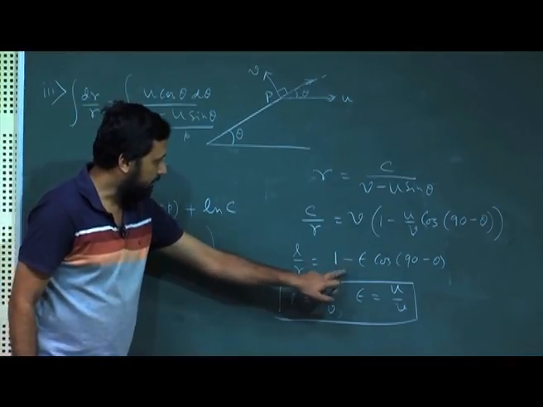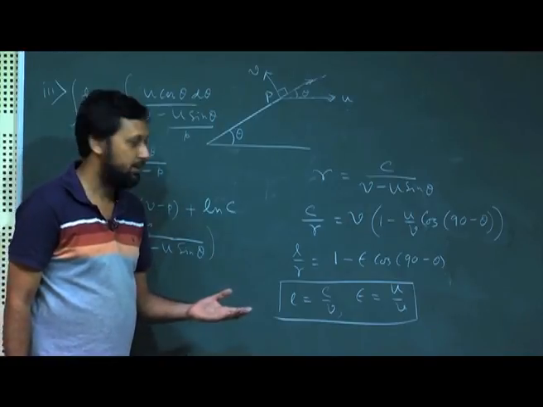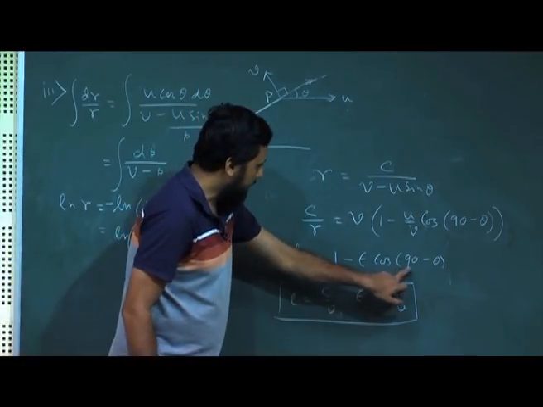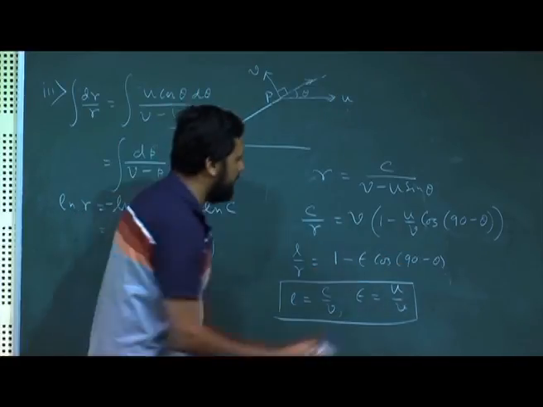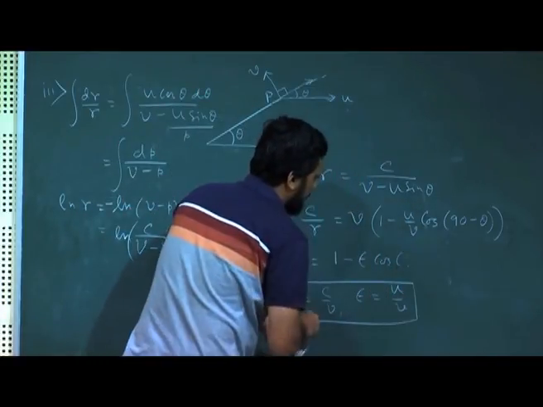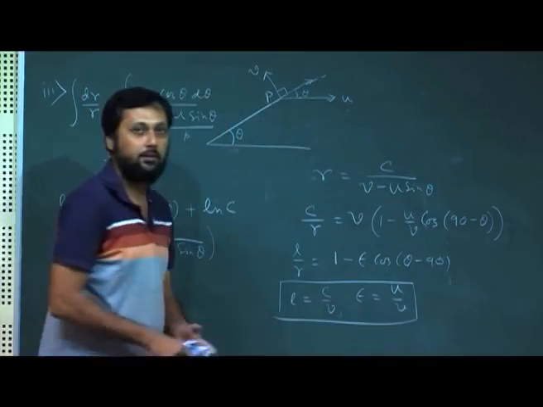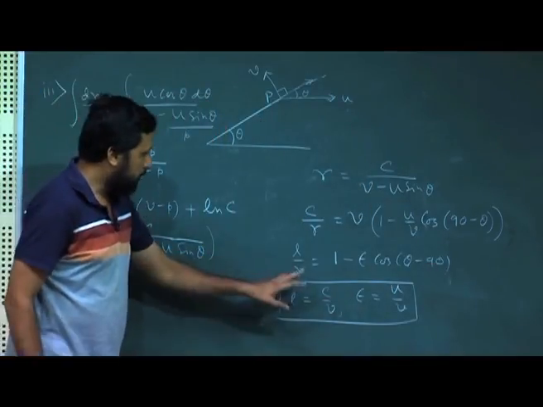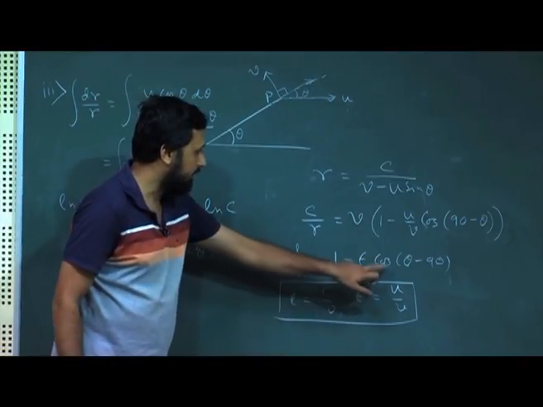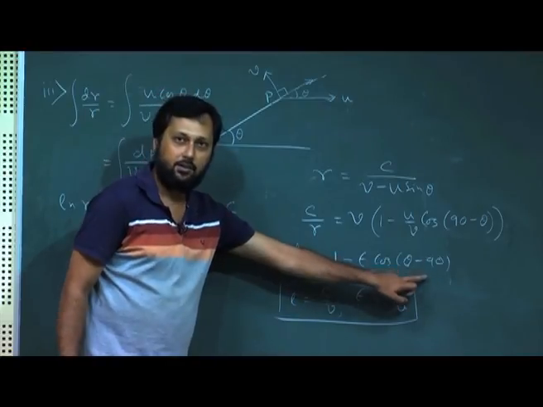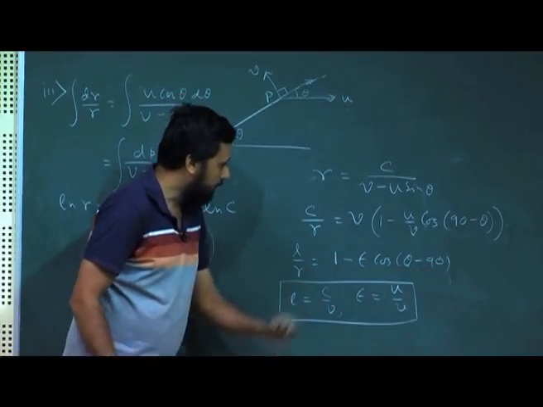Please recall that plus or minus does not matter, both represent a conic section. We have a reference, so it is of the form theta minus theta 0, because it is cos theta, we can write this also as theta minus 90, because cos of minus theta is equal to cos theta. So, we get the general familiar form of L by R equal to 1 minus epsilon cos of theta minus theta 0, theta 0 is 90, L is equal to C by V, epsilon equal to U by V.